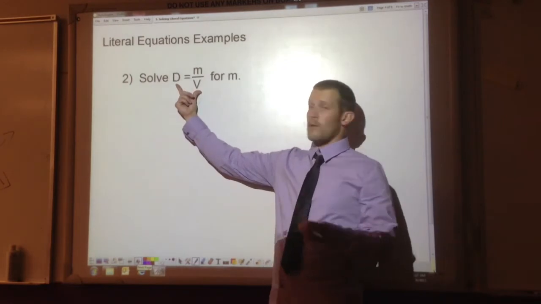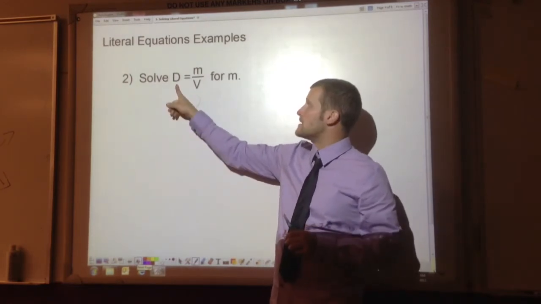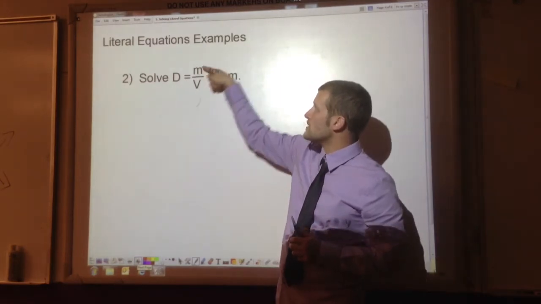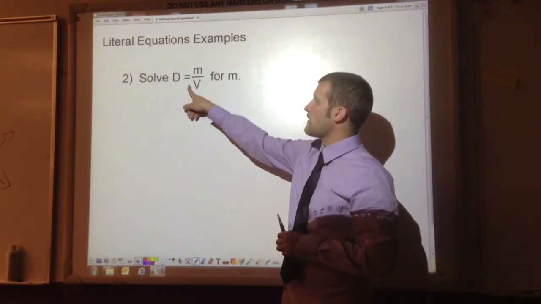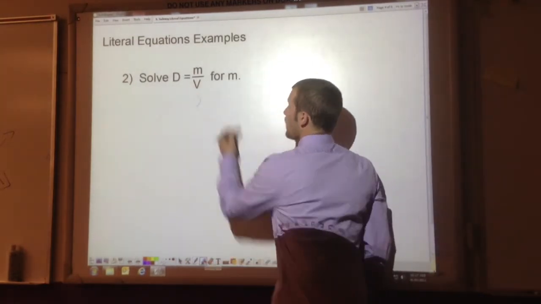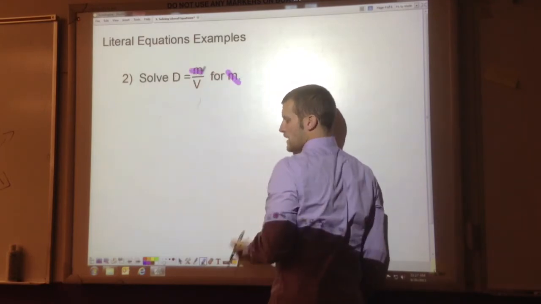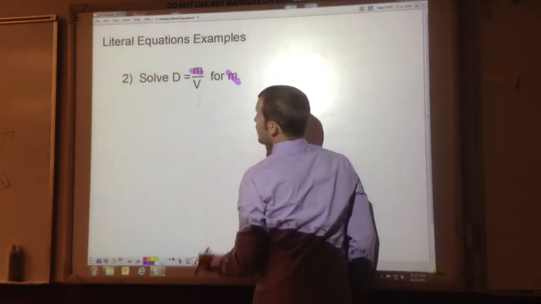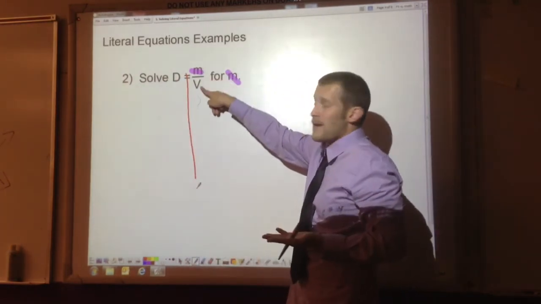Here's another formula, another literal equation. You may have seen it or you may not have. It's density equals mass divided by volume. So, we want to take that literal equation and solve it for m. Again, m is what I want to get alone. There's my m, so I'm going to get that m alone. Well, what's happening to m? It's being divided by v.